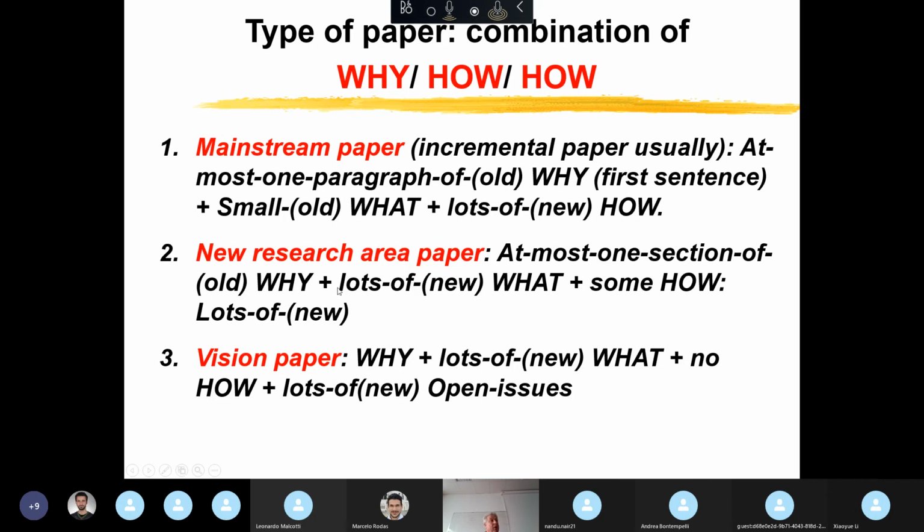Clearly, the key part becomes the what, which is the problem, and you have to do a lot of new work there. So what I'm saying is that not only must the main message be targeted to the audience when you write the paper, but you must understand exactly where you position yourself. The balance between why, what, and how depends on where you are in the research. And for a vision paper, which is for old people like me, you spend a lot on the why and what, and sometimes you can even get away without any how.